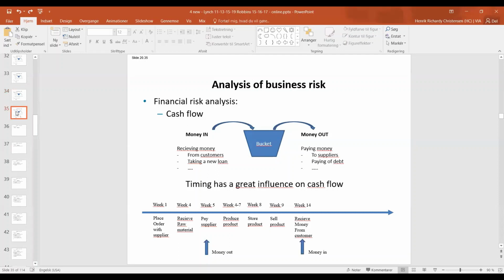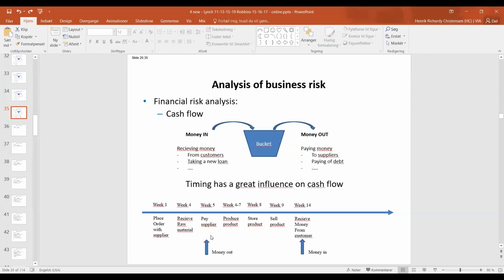So when we sell the product, we might grant the customer a credit period, and therefore it takes some time before we receive money from our customer. Quite often, customers would like to have a credit of between 1 and 3 months, depending on the industry. So it can be quite a long time where we do not get money from our customers, but we may already have paid our supplier.